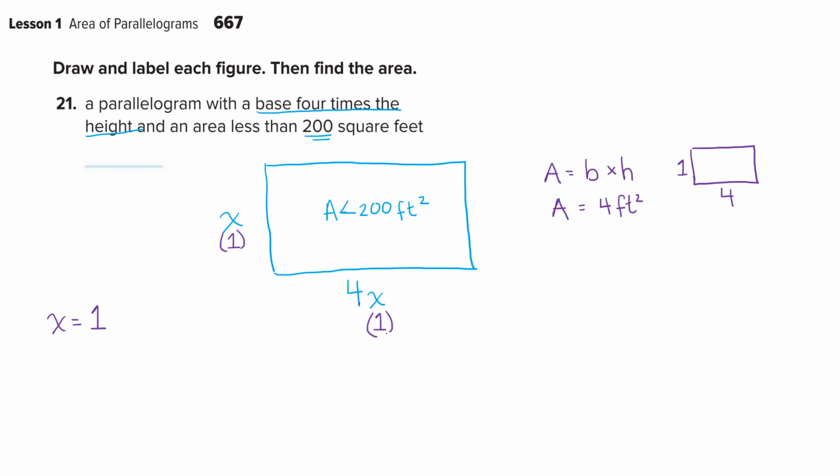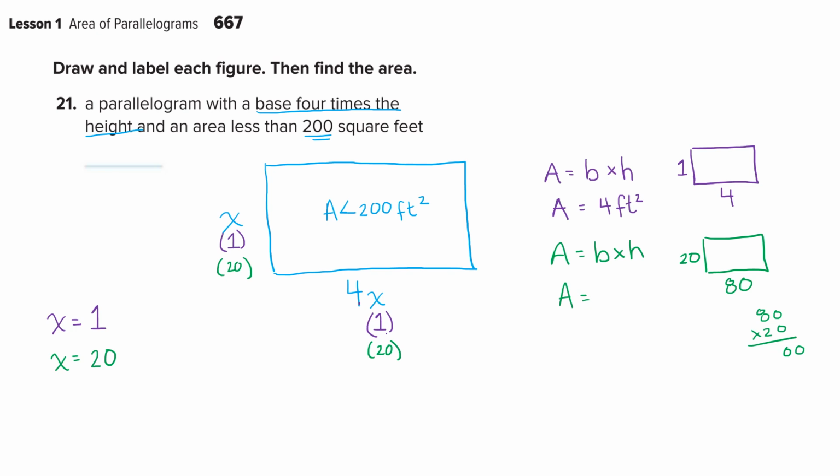Okay, and let's keep going. Let's make x equal, I don't know, 20. Okay, and 20. All right, so area equals base times height. So here we have 20, and then the base has to be 4 times that, so 4 times 20 is 80. And then the area is going to be 80 times 20, which is 1600. So that's like way too big. So we're going to have to be like way smaller than that.